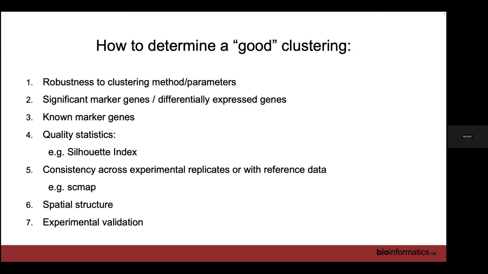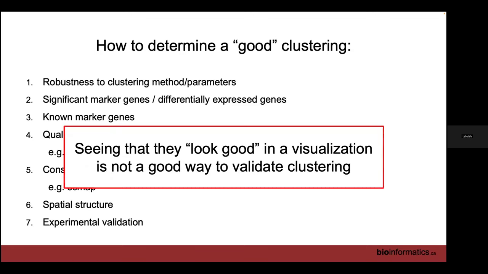You'll note out of all of these, seeing that they look good on a UMAP or t-SNE is not on the list. The reason for that is because all of these clustering algorithms are packaged with a visualization method. Both of those, that visualization method and that clustering method, use the same set of assumptions and the same set of data to generate their output, so they will always agree with each other, even if they're both wrong.